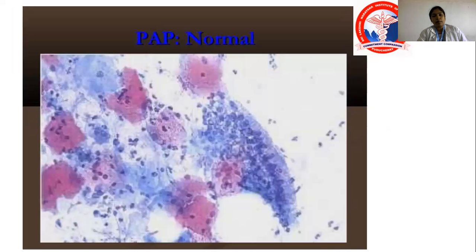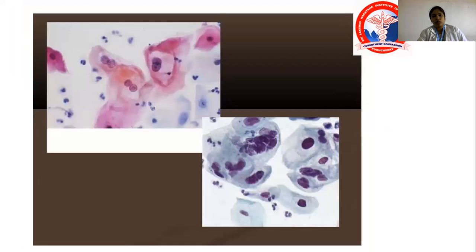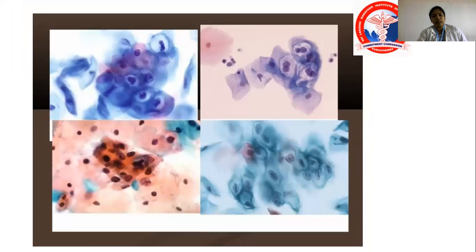This is the normal Pap smear where you can see superficial squamous cells, intermediate squamous cells, and numerous inflammatory cells in the Pap. So this is a case of low-grade squamous intraepithelial lesion where you can see koilocytes. Koilocytes are large cells with perinuclear halo and hyperchromatic pleomorphic nucleus. See, this is another case.